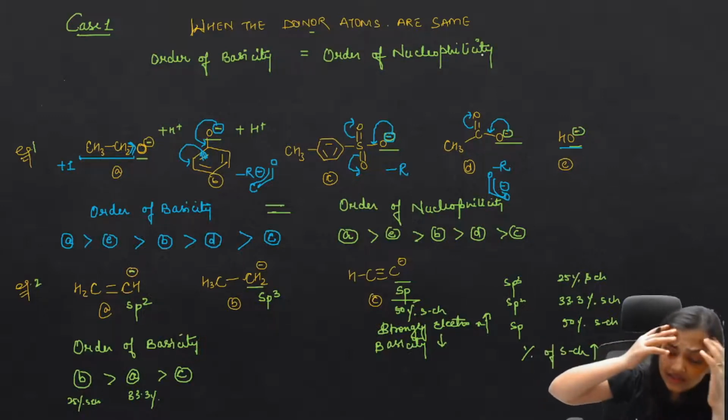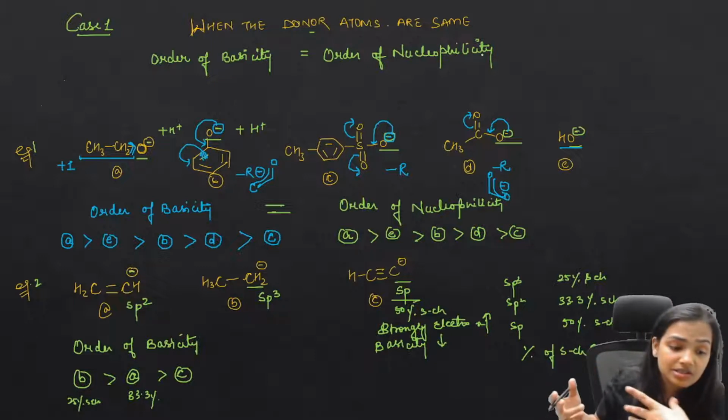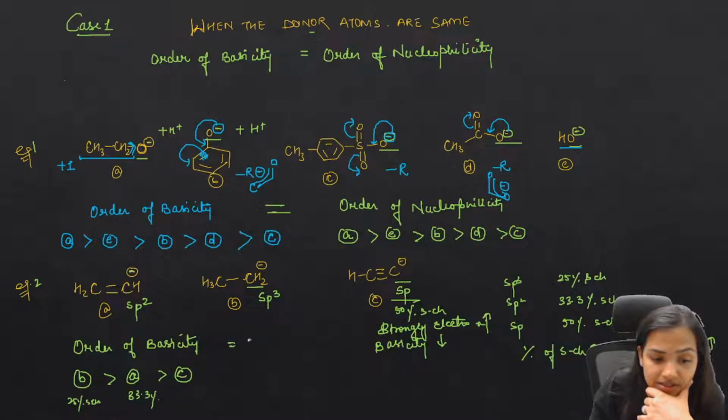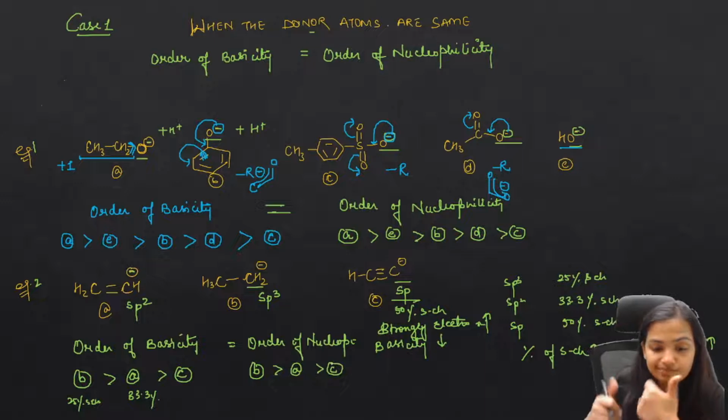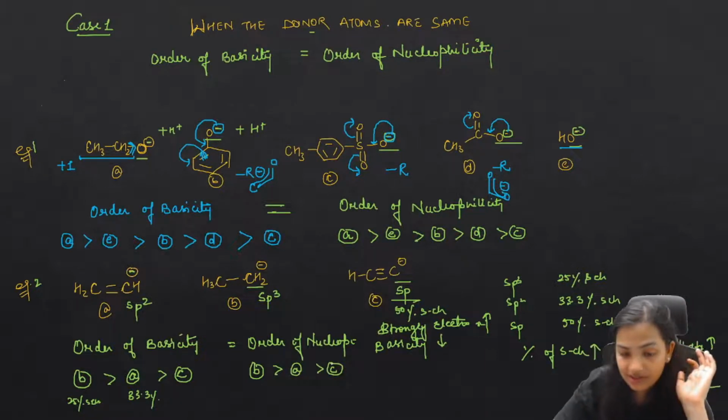Then definitely, whether they have to attack over the H positive or over something other than H positive, it is going to form the same order. Whether you attack any of the carbonyl centers or any center other than H positive, the order of nucleophilicity is also going to be B, A and then C. Is it clear? This is the thing that you people need to understand.